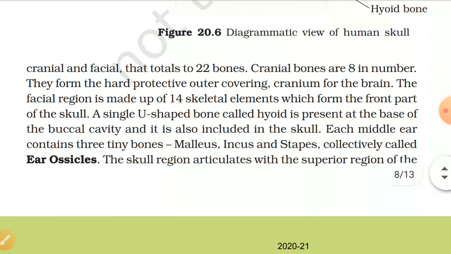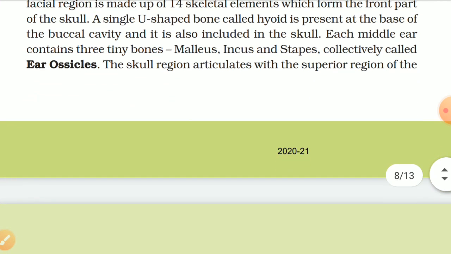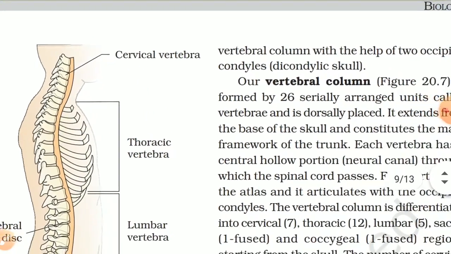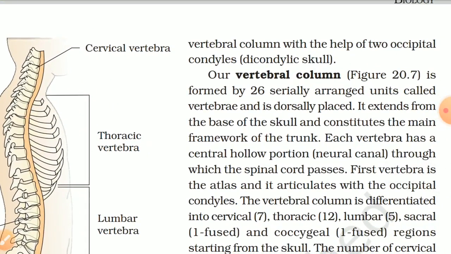The facial region is made up of 14 skeletal elements which form the front part of the skull. A single U-shaped bone called the hyoid is present at the base of the buccal cavity, and it is also included in the skull. Each middle ear contains three tiny bones, malleus, incus, and stapes, collectively called ear ossicles. The skull region articulates with the superior region of the vertebral column with the help of two occipital condyles, called a dicondylic skull.